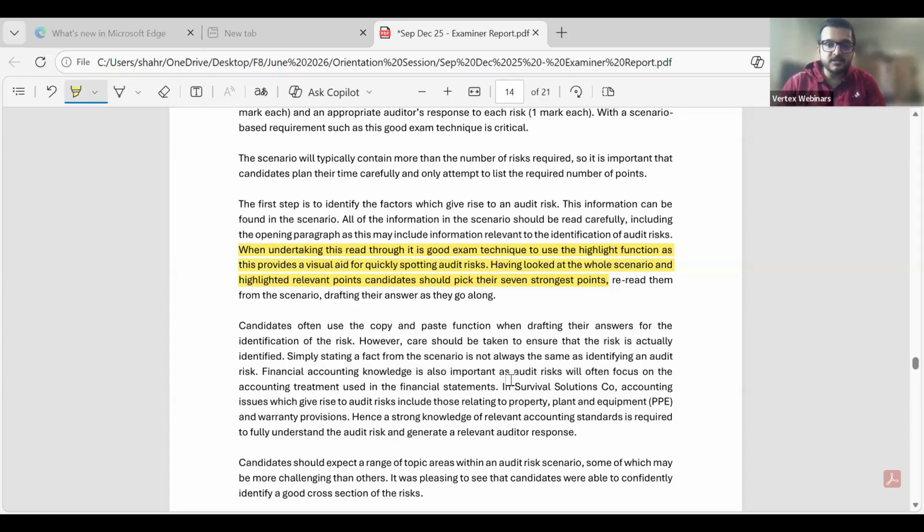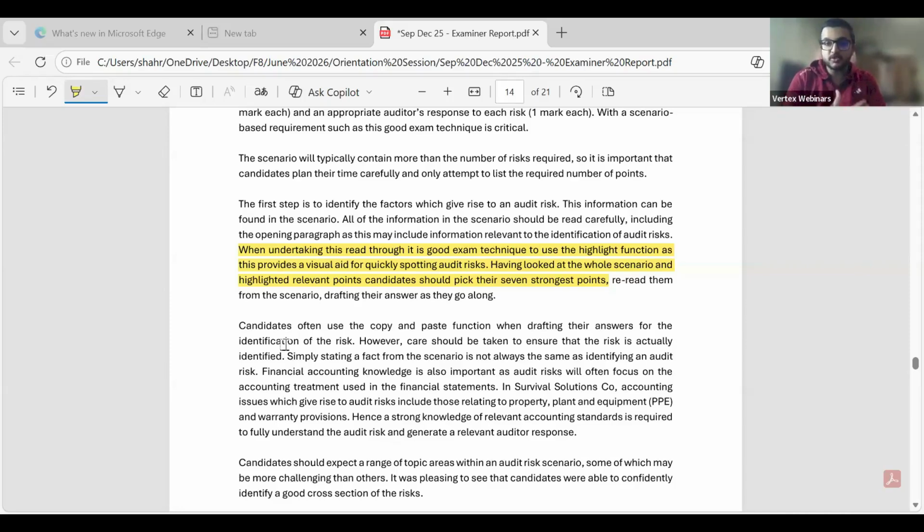Simply stating a fact from the scenario is not always the same as identifying risk. Normally they think that we have just copied and pasted without giving a context of what we are writing. That's not how it works. If you simply copy and paste, you won't be rewarded. You won't be credited.